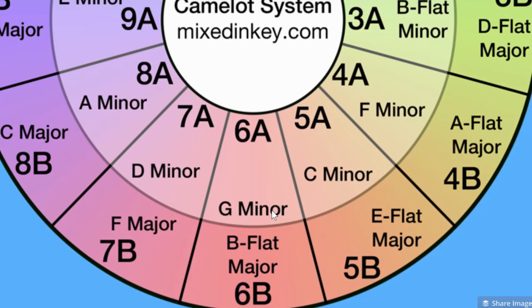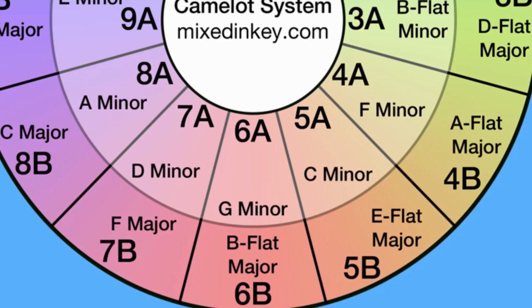Here I am in G minor and I'm in 6A. So this is a bit like playing Uno. Either you choose the same number or you choose the same letter. If I want something to be compatible with my G minor, then I have either got to go left or right or up or down. So here, G minor shows me that it's compatible with B flat major.